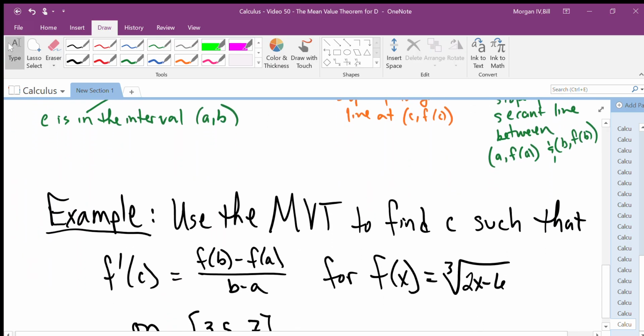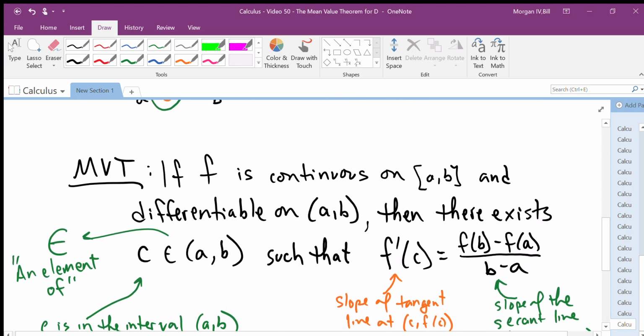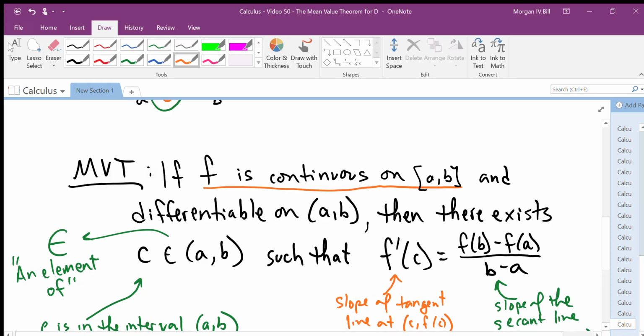Let me pause. If we're going to use the mean value theorem, we have to be able to say for certainty that the provisos in the theorem are true. We have to show that f is continuous on [A, B] and that f is differentiable on (A, B). Those two things have to be shown, written out, in order to say we can use the MVT. Otherwise, we can't use MVT.